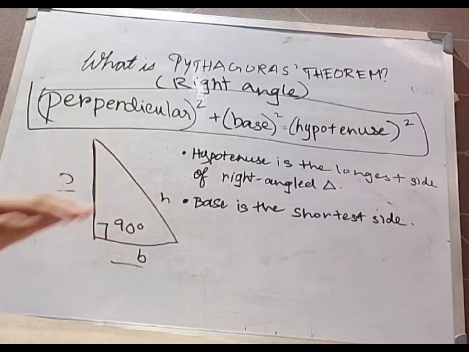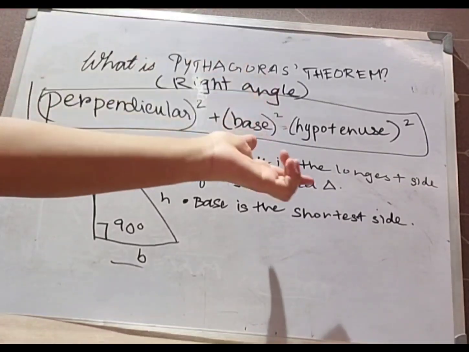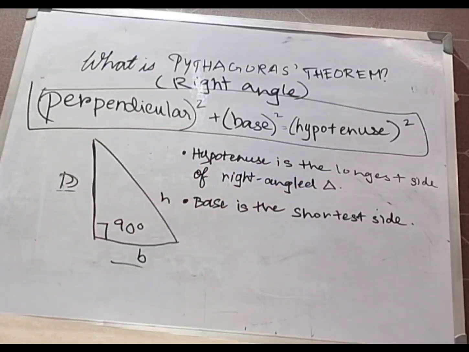And the longest side, which is also sometimes slanted. So whenever in a right angle triangle you see a line a little slanted, it's sure that that slanted line is hypotenuse. Then we learned that hypotenuse is the longest side of the right angle triangle and base is the shortest side. So by seeing that also you can identify what is the hypotenuse, what is the base.